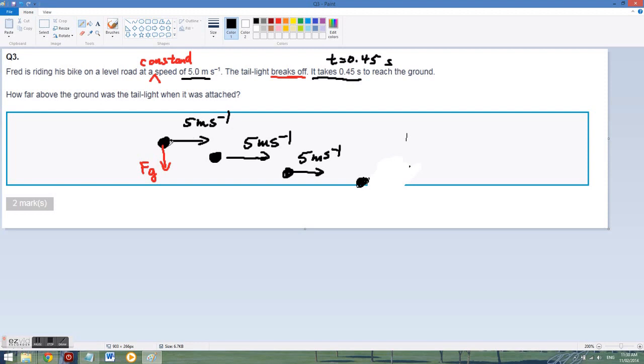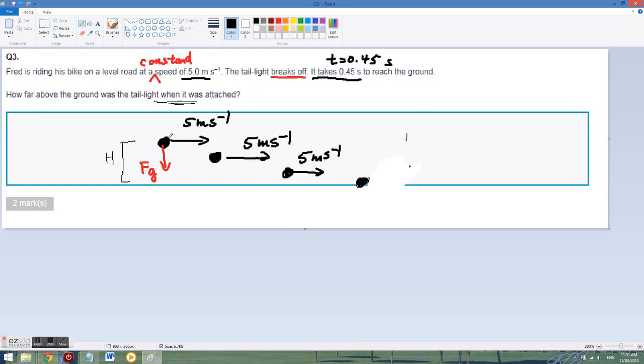Now, what happened is that it asks how far above the ground, the height, when it was attached. So all we are interested in here is the vertical motion. We don't want to know anything about the horizontal motion. The question asks only about the vertical motion.